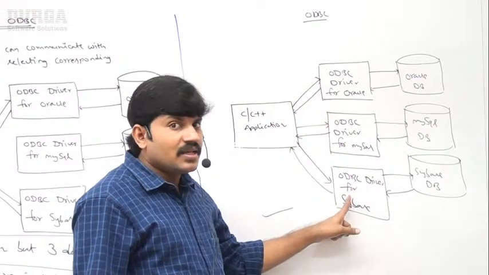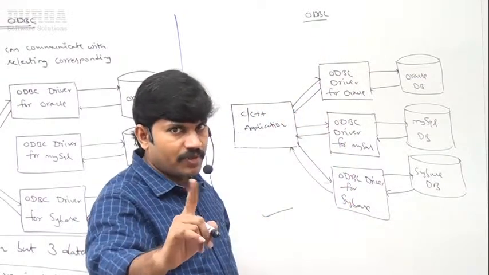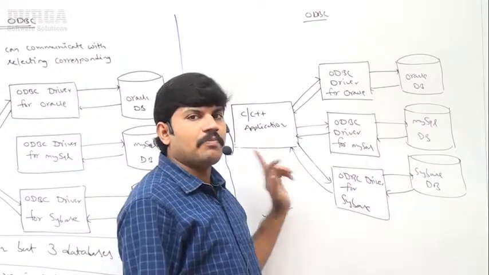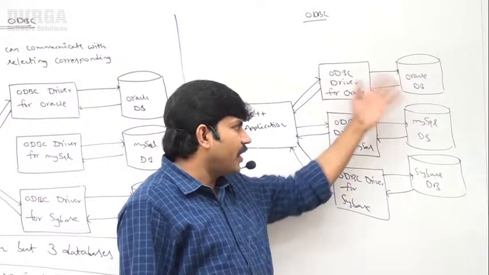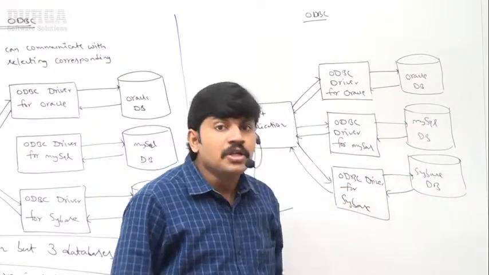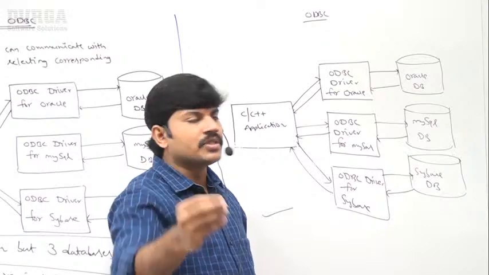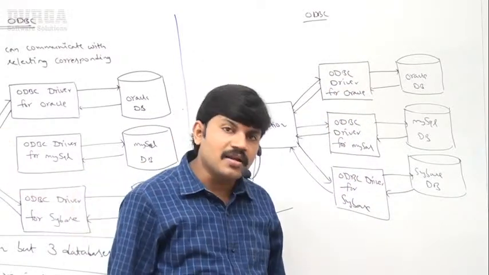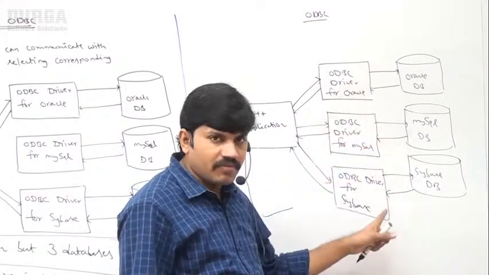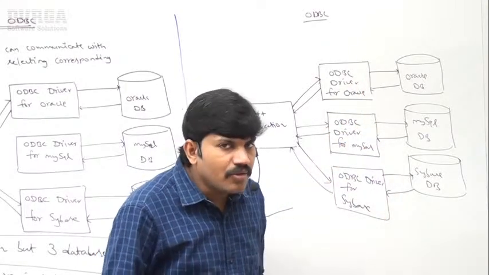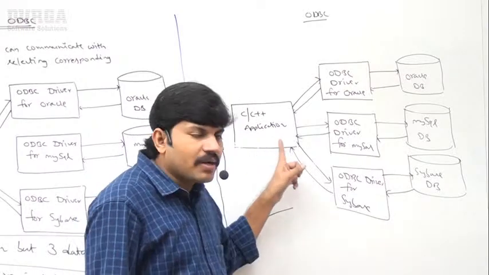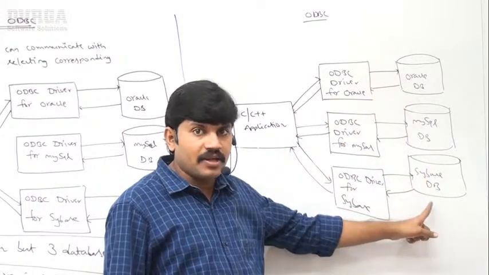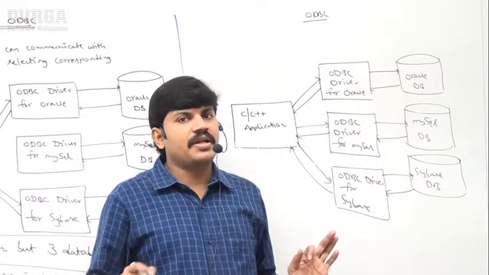Observe that, sir. Here, how many applications are there? Only one application. But how many databases are there? Three databases. The same application can communicate with the Oracle, MySQL or Sybase database. You just need to choose the corresponding ODBC driver. For almost all databases, Microsoft has already provided ODBC drivers. Don't worry about that. Now, will the application become database dependent or database independent? Database independent, right? So that is the biggest advantage, right?